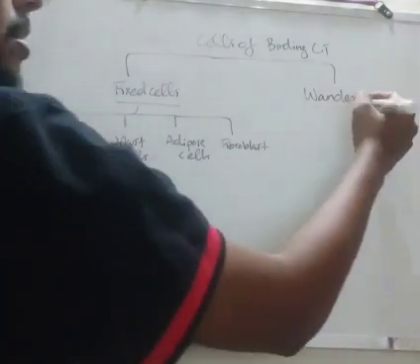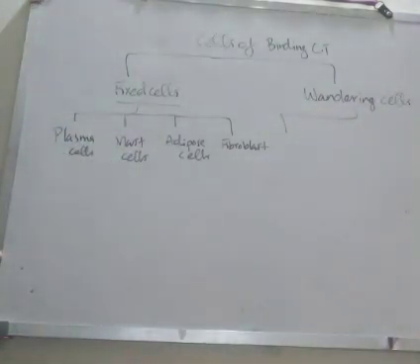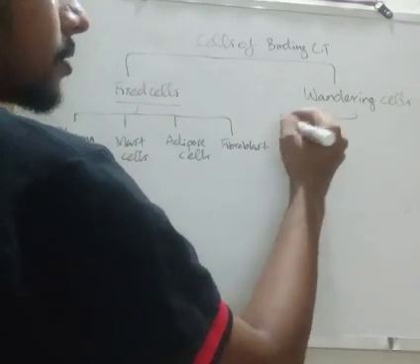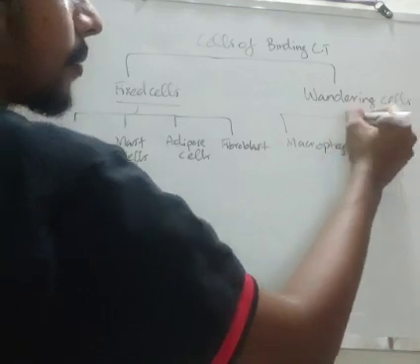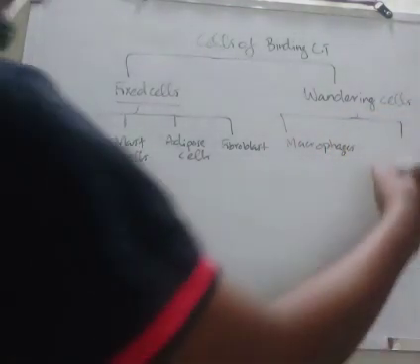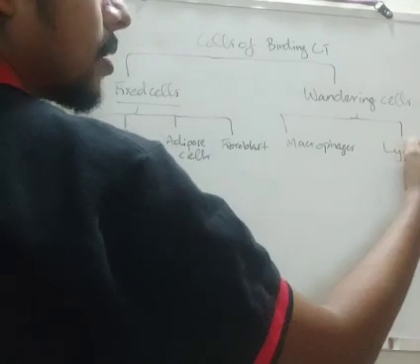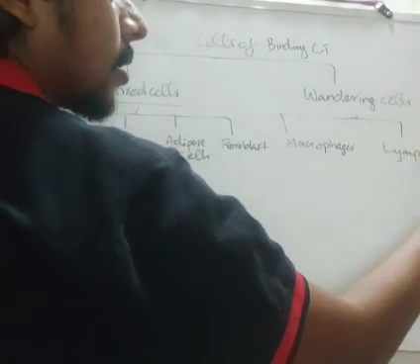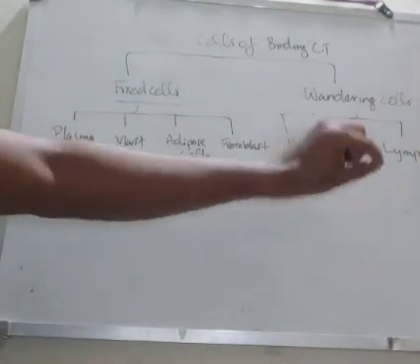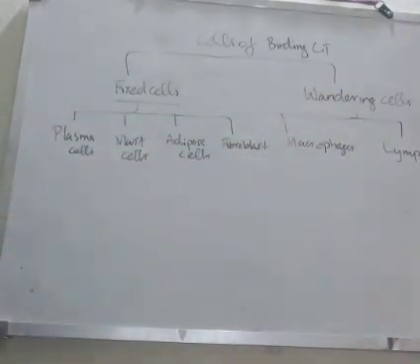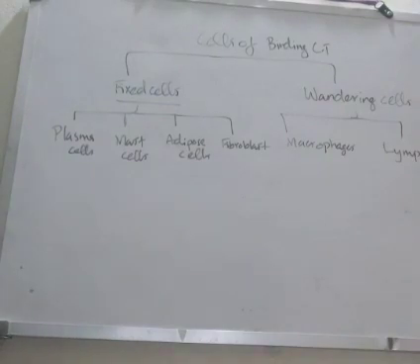And wandering cells consist of two types: macrophages and lymphocytes. So macrophages and lymphocytes are wandering cells. And now we can discuss fixed cells.